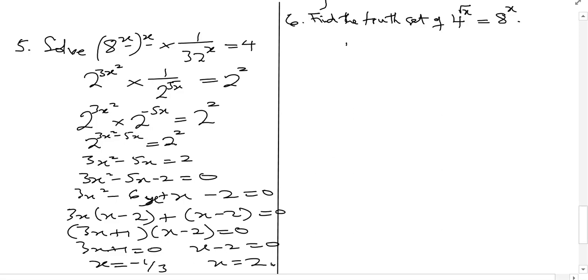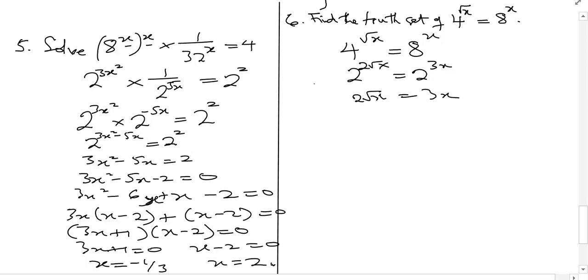We have 4 raised to the power root x to be equal to 8 raised to the power x. So again, the common base will be 2. So I have 2 raised to the power 2 root x will be equal to 2 raised to the power 3x. Good. Now having the same base, we equate their exponents. So I have 2 root x is equal to 3x. And because of the square root, I have to get rid of the square root by squaring both sides.